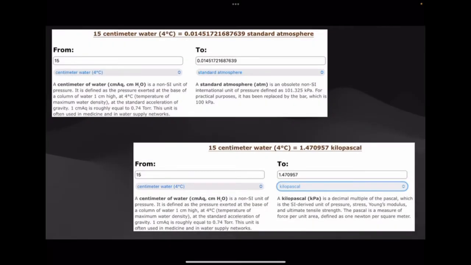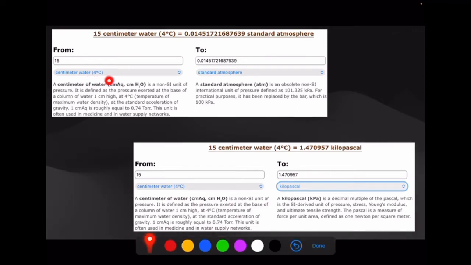Okay, so you have 15 centimeters of water at 4 degrees Celsius, which mine is a little warmer than that, so it'll be less dense, but that's all I got. That gives you 0.014517 atmospheres, or down here you'll see 1.471 kilopascals.